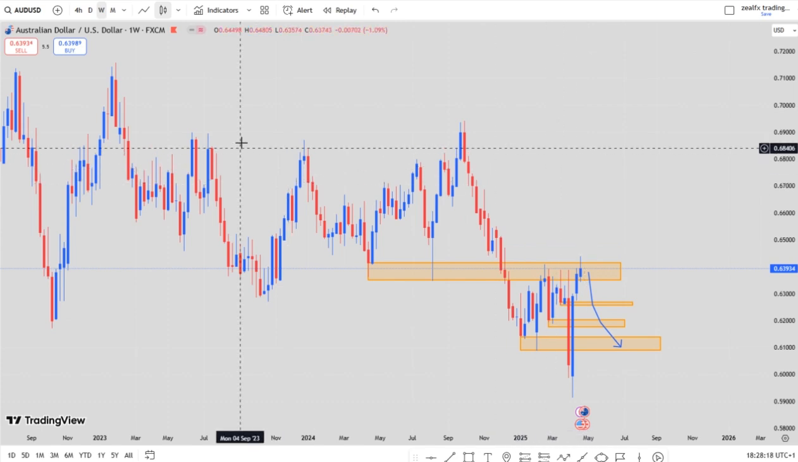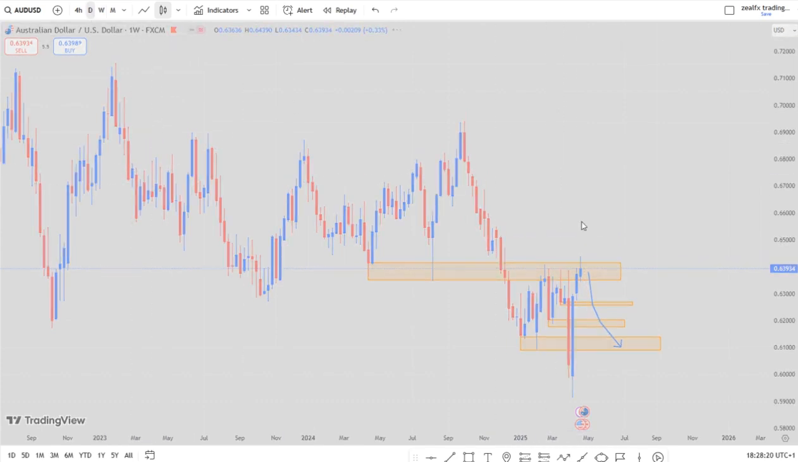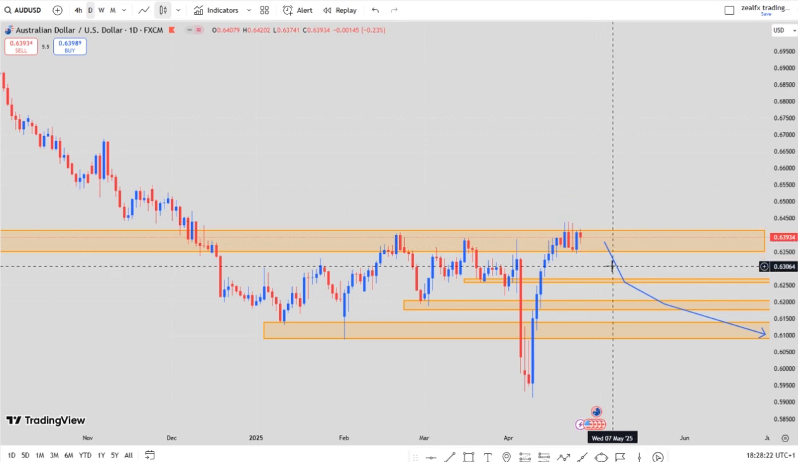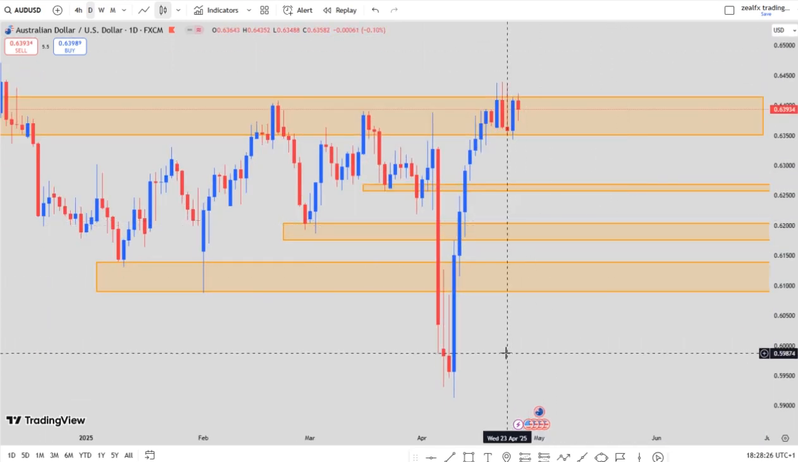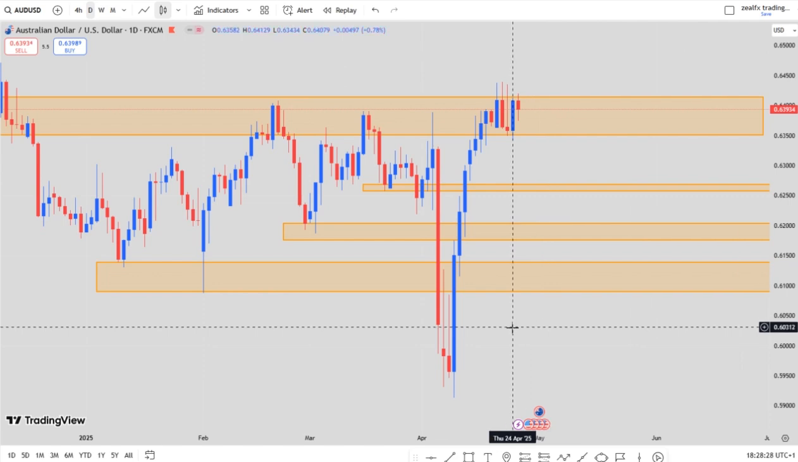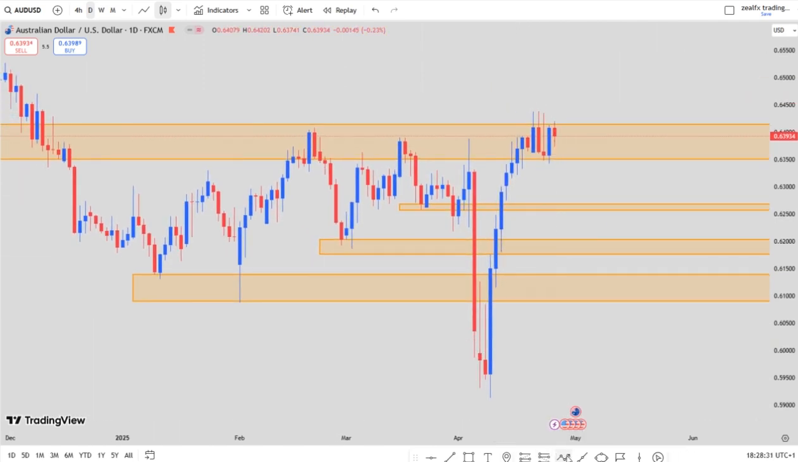So let's look at the daily chart of the Australia USD. On my daily chart, we have a price action setup already on the Australia USD. So we're looking for a selling opportunity on the Australia USD. So long as price is on a weekly resistance level on the Australia USD, we expect price to do a retest.